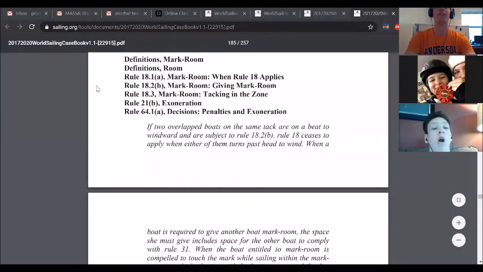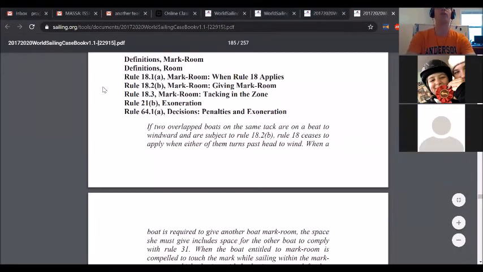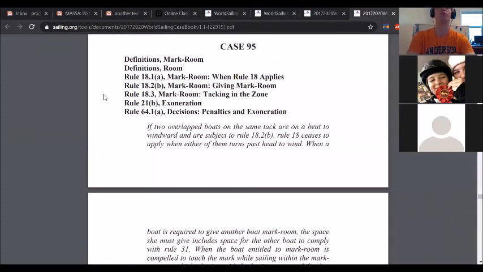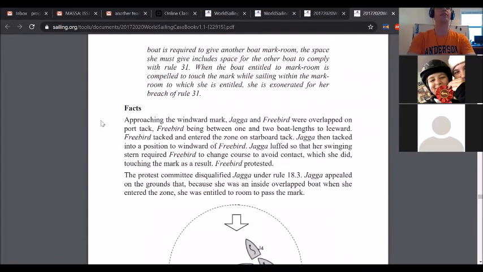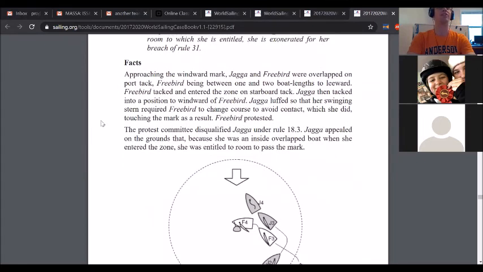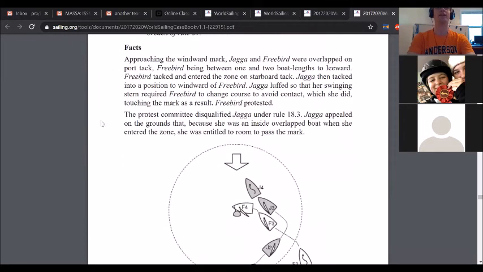So again, remember with the case book, they're numbered in order of when they happened, right? So they're often all out of order compared to each other. That's why we're scrolling around. We had like 2 and then 26 and everything. So it's just finding what's relevant. All right. And for some reason, they decided to put the boat names in. So we get to deal with Jaga and Freebird instead of like L1 and W2 or whatever.